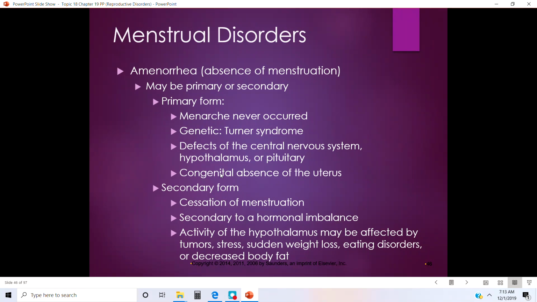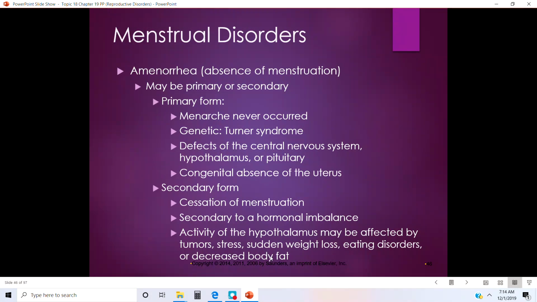Secondary amenorrhea is the cessation of menstruation. So this occurs in a woman that has had menstrual cycles before, but now they stop. Most of the time, this is due to some type of hormonal imbalance. Activity of the hypothalamus may be affected by things like tumors in the brain, stress, sudden weight loss, even eating disorders or decreased body fat.